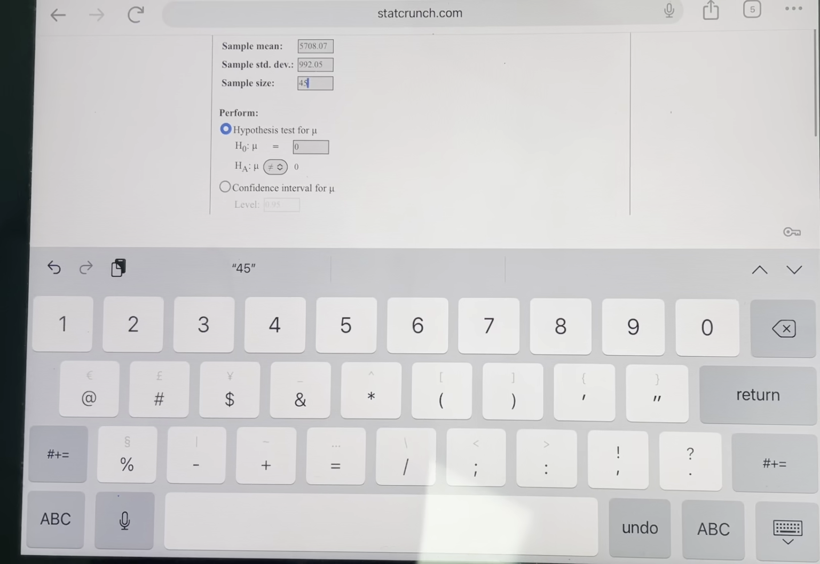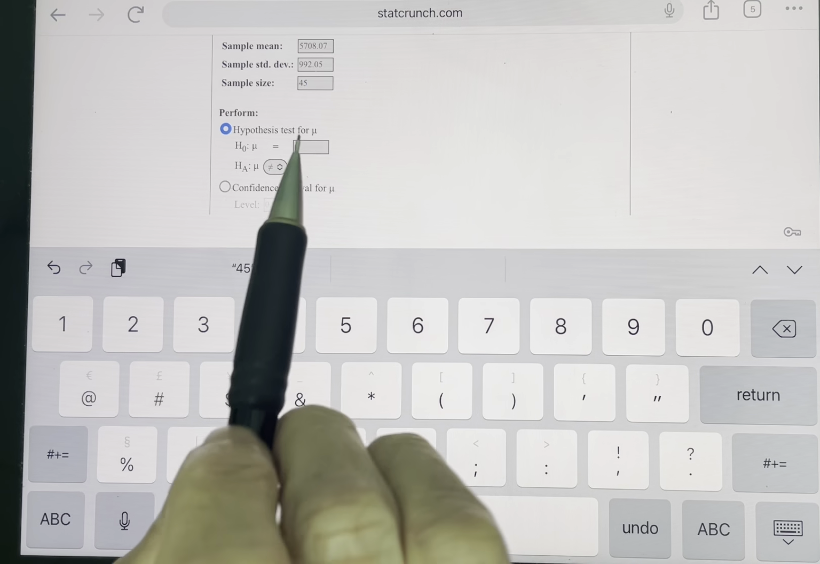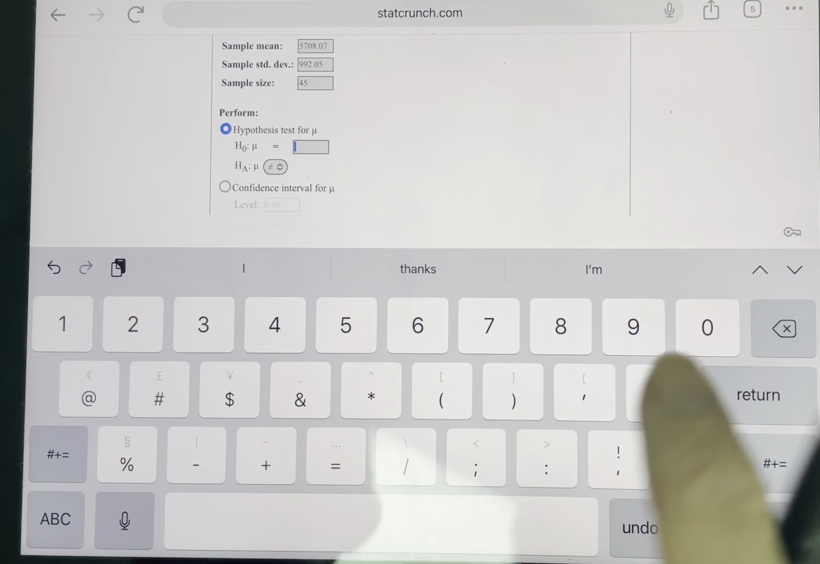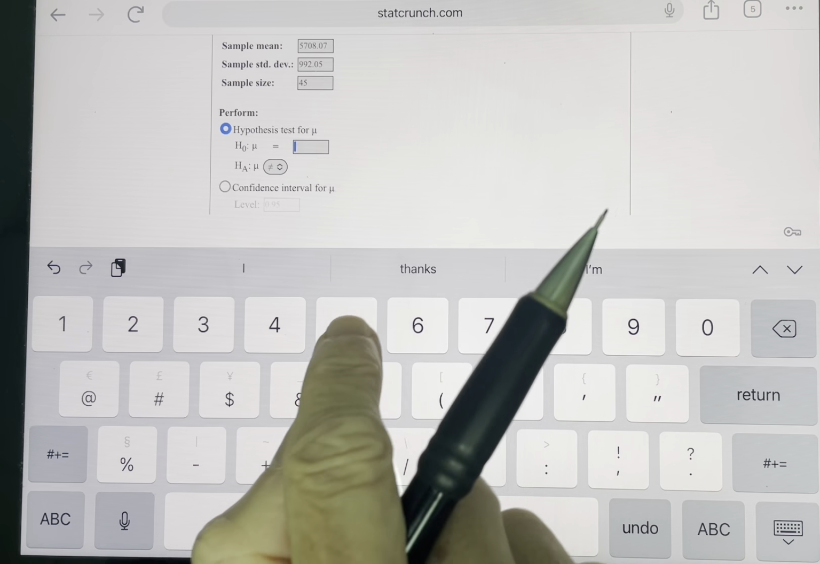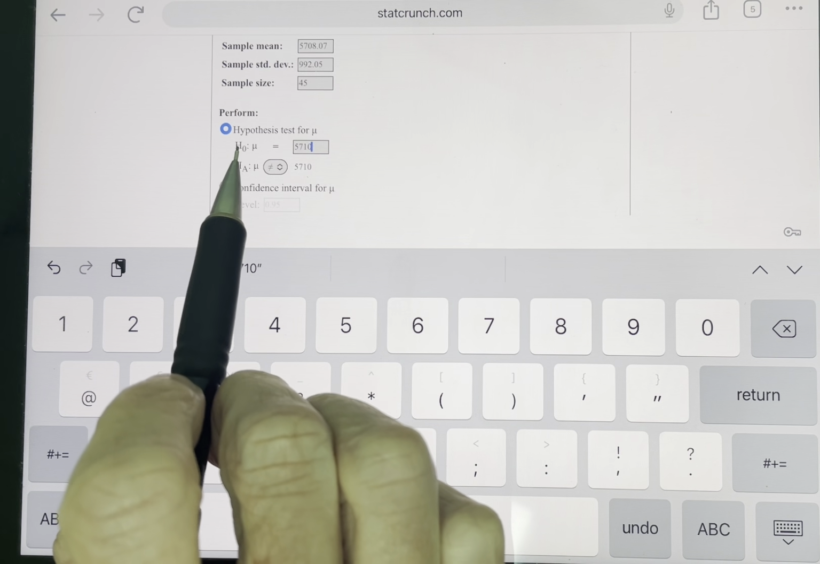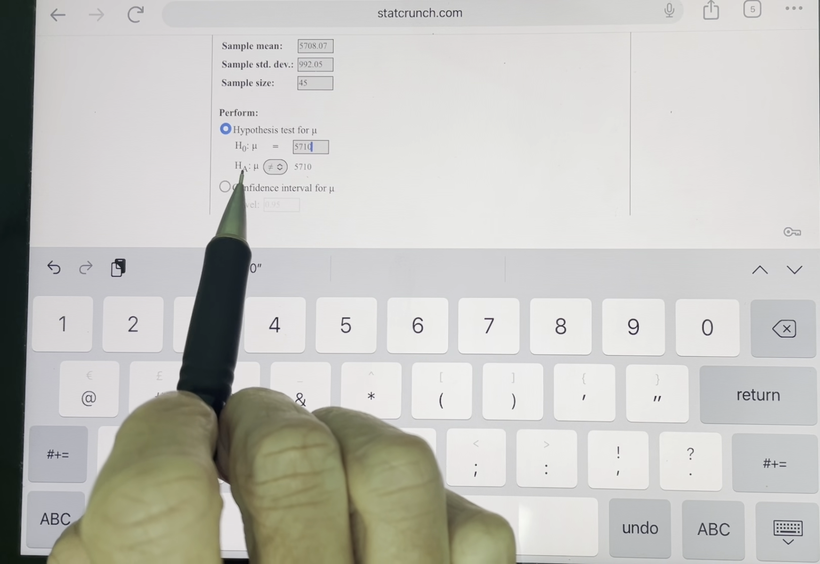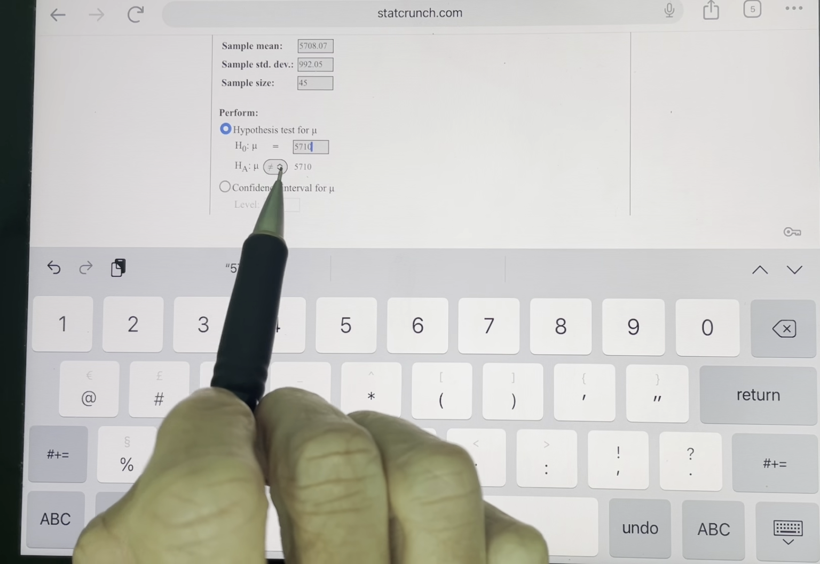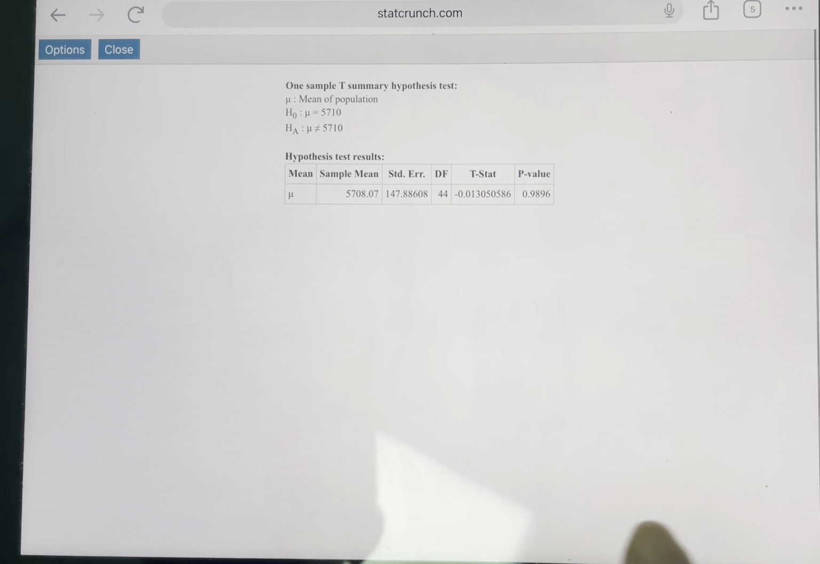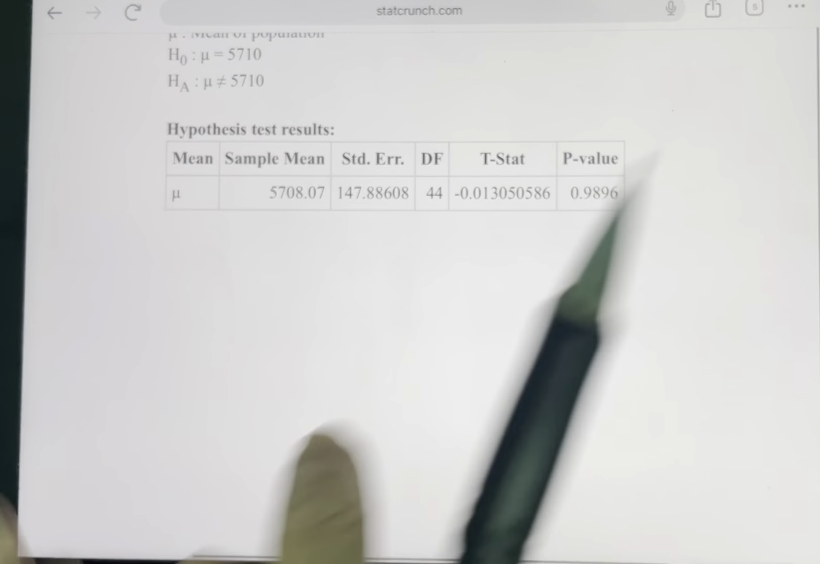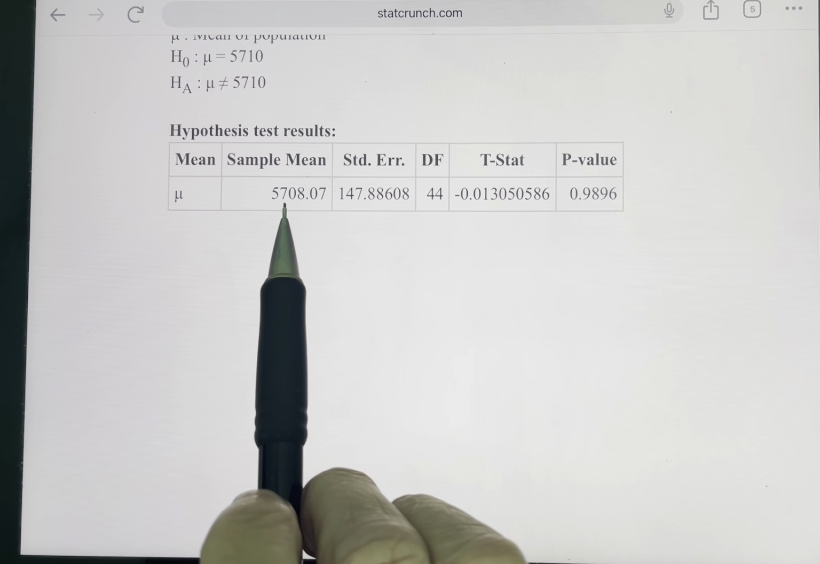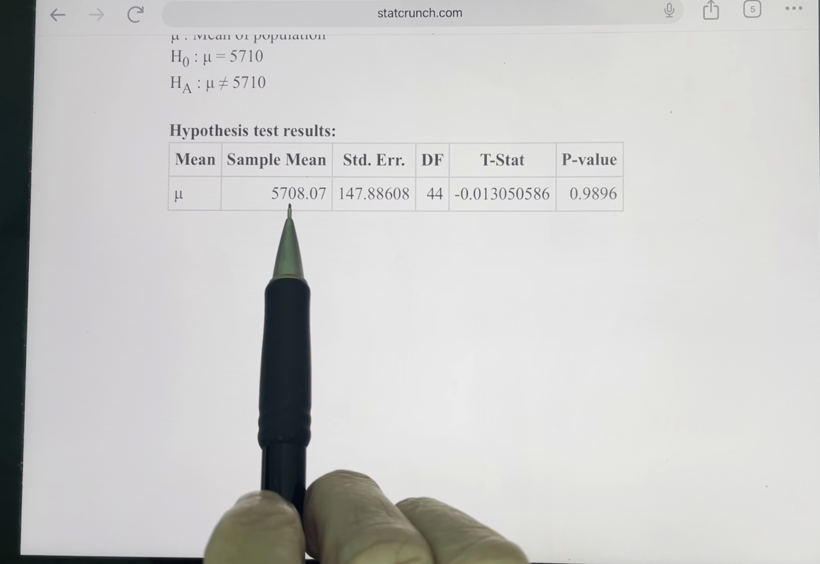We're going to perform a hypothesis test for mu, our population mean. Well, our population mean was 5710. And for our alternative hypothesis, it is not equal to, which it defaults to. So we can press compute. And here we have it. Okay, here's our sample mean, 5708. We knew that, we put it in there.